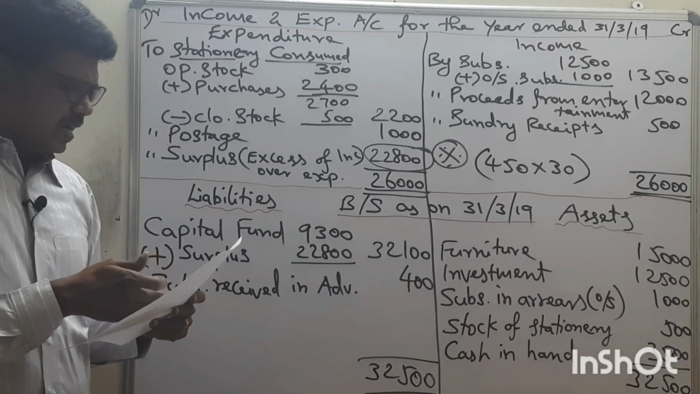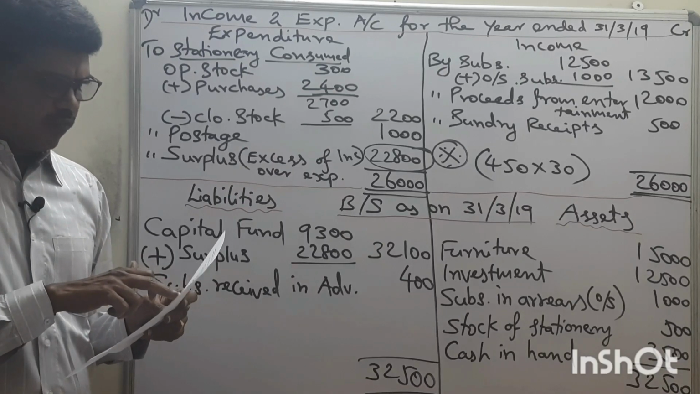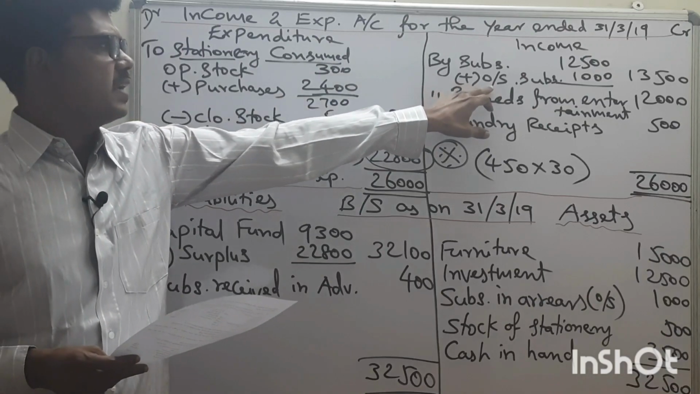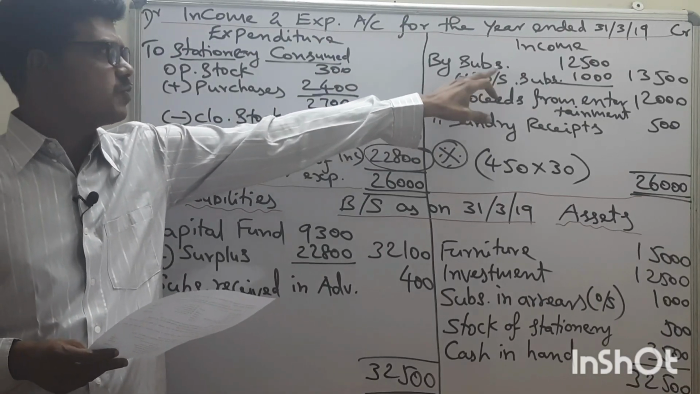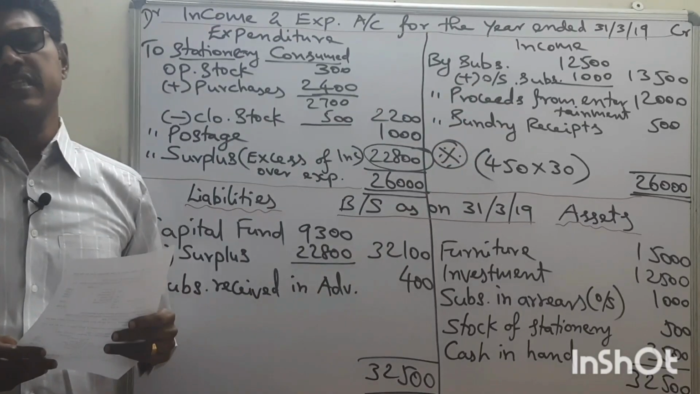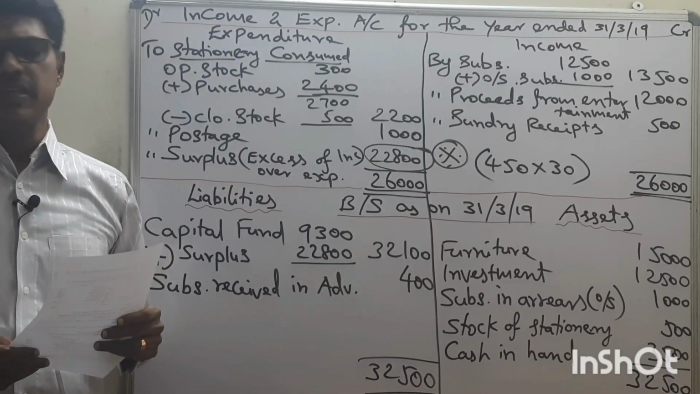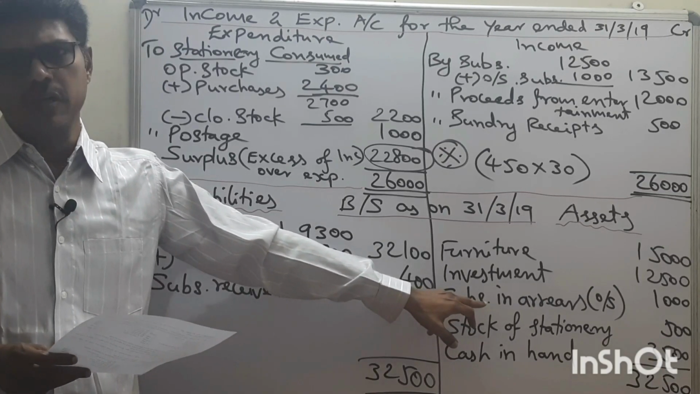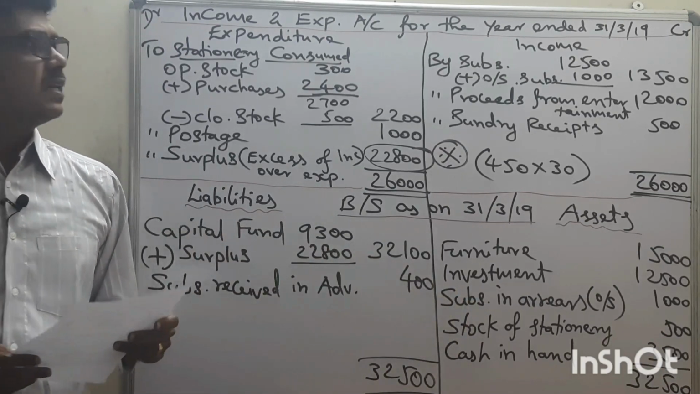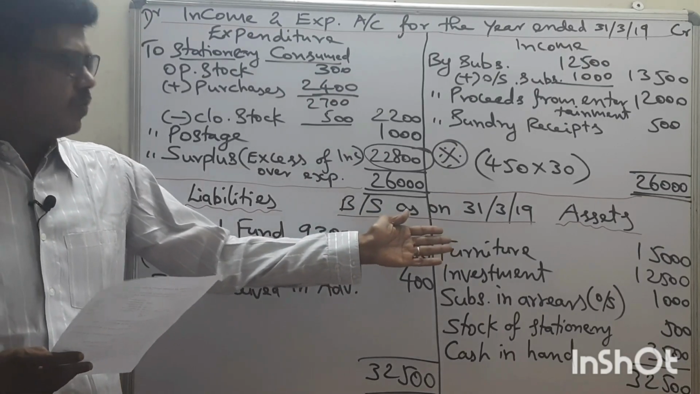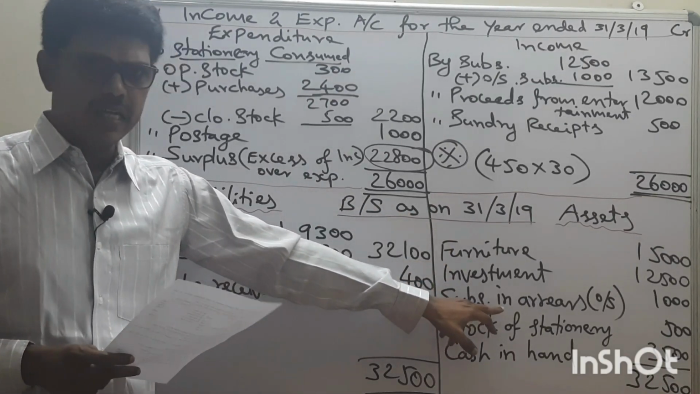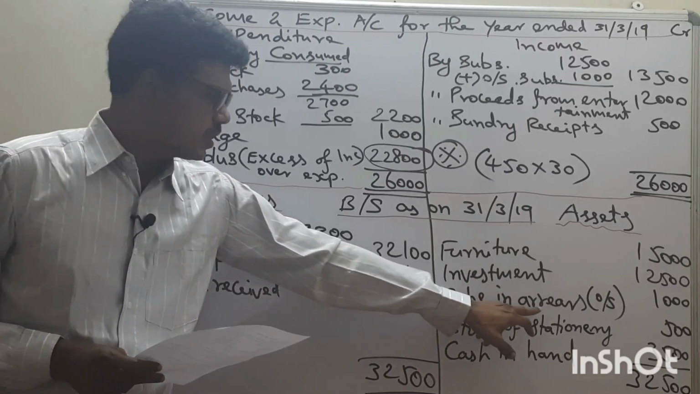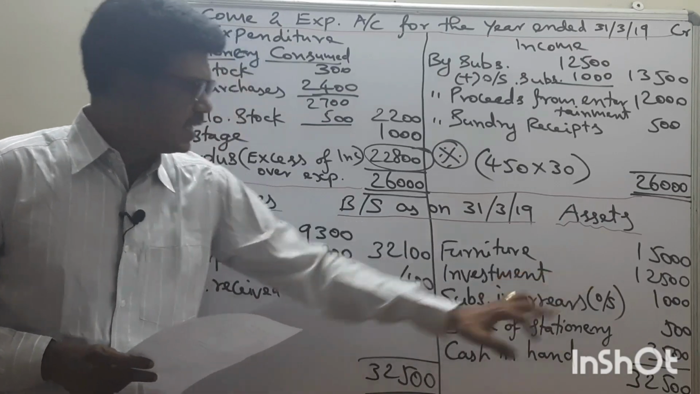Then we should see the additional information. There are 450 members each paying annual subscription of rupees 30. Right? Here we added this money. We added outstanding subscription 1,000. The amount to be received is an asset. So it must be shown in the asset side. Amount to be received. Still till the end of the year, the club has not yet received. Till the end, the club has not received 1,000 rupees. Outstanding subscription or subscription in arrears 1,000.